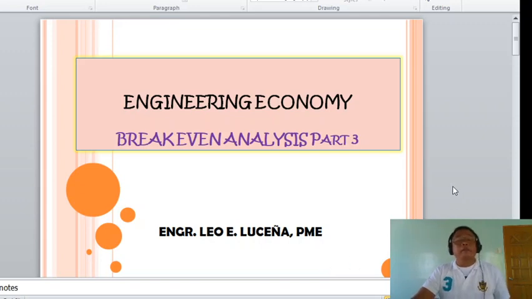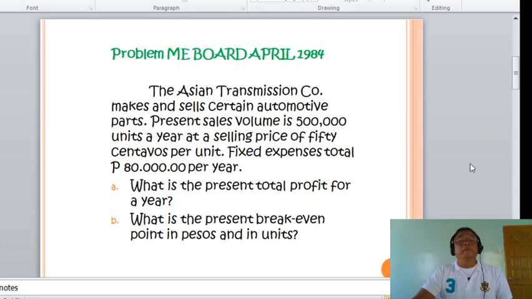Okay, class, so here is now the third presentation on break-even analysis. I will again give you another example for you to understand clearly. Okay, the break-even analysis. So here is now, class, this is from the MA Board, April 1984.